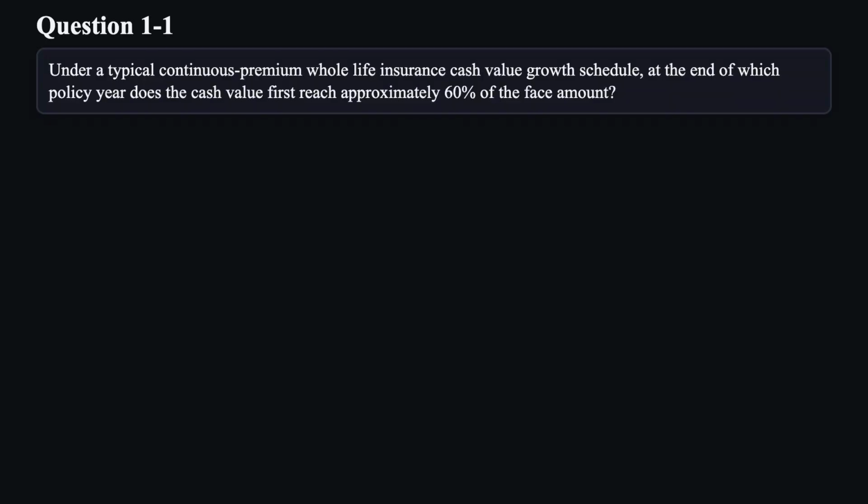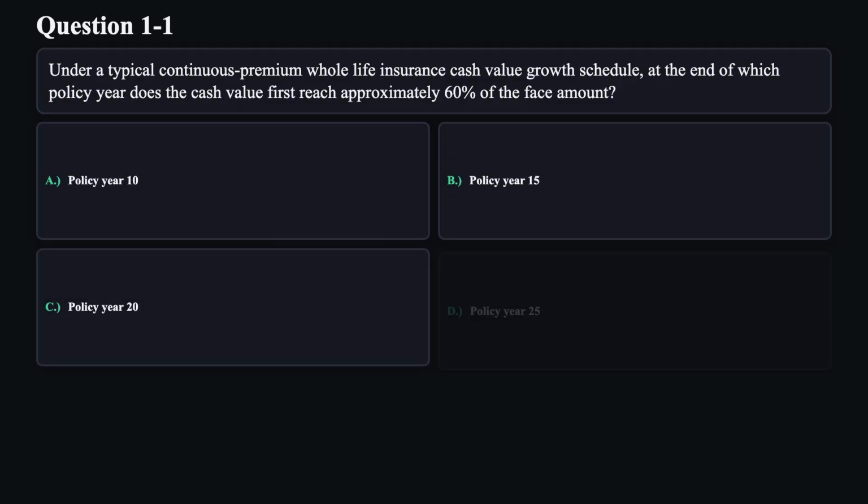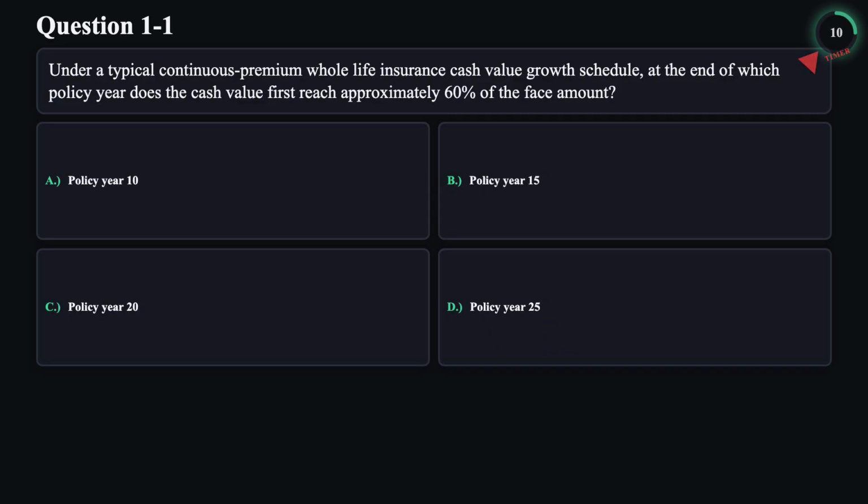Under a typical continuous premium whole life insurance cash value growth schedule, at the end of which policy year does the cash value first reach approximately 60% of the face amount? A. Policy year 10. B. Policy year 15. C. Policy year 20. D. Policy year 25.